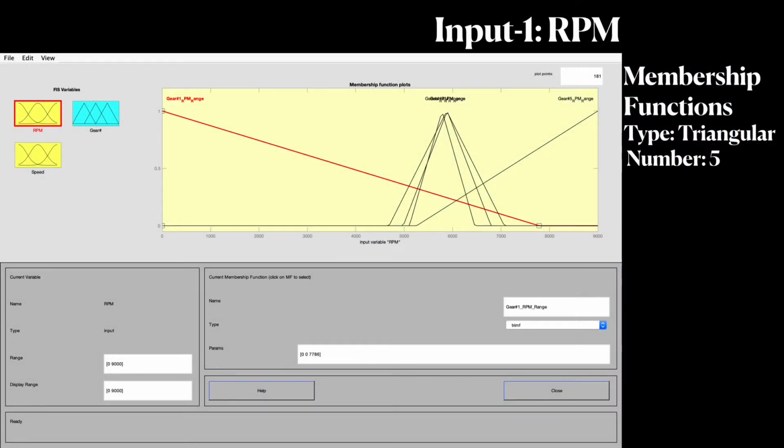There are 5 membership functions for the RPM input. The 5 functions correspond to the RPM range within which each of the 5 gears works most efficiently. The ranges for gears 2, 3 and 4 have a huge overlap, but this is what was obtained from the data for a car given in the link above.